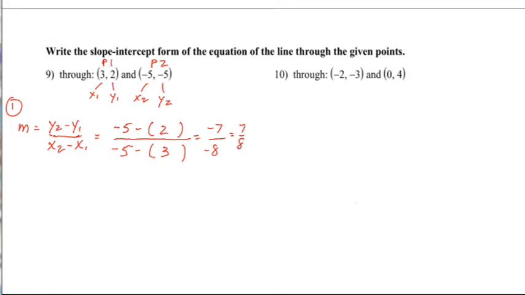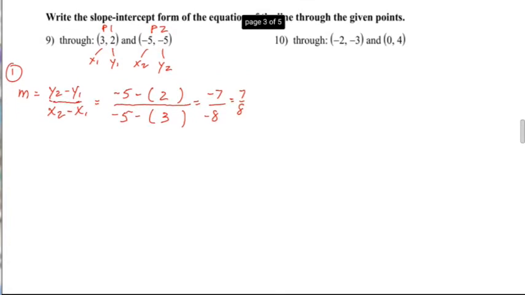Now I need to find my b, and we do that by picking one of our points. Oh, I'm a little too far there.